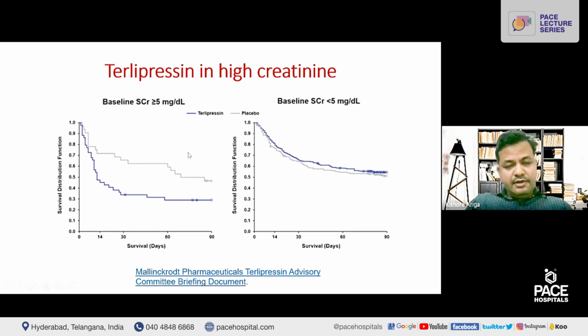And coming to the effect of terlipressin with respect to the baseline creatinine, if the creatinine is more than 5 milligram per deciliter, we can see that the survival is less in patients who were given terlipressin. If the creatinine is more than or equal to 5, the survival was only 30% at 90 days, whereas in those given placebo, the survival was 50%. If the baseline creatinine was less than 5, the survival was almost equal. So this is an important point which we need to keep in mind while treating our patients.